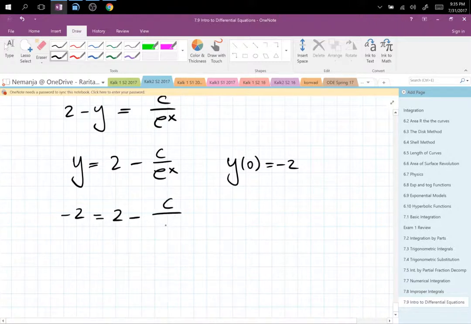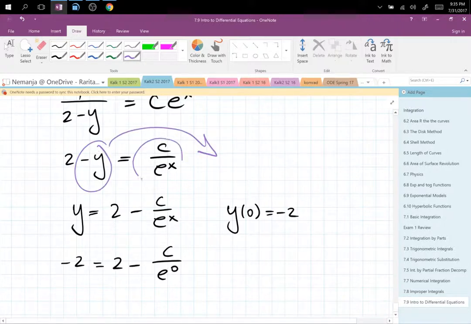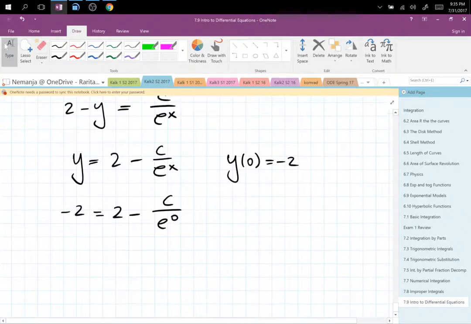Professor, how'd you get the negative from the c over e to the x? Because y goes this side, becomes positive, this guy goes this side, becomes negative, and 2 stays where it is, and I swap the sides at the same time. So if you just memorize the formula, then how does that work? I don't like to memorize, so you'll figure it out.